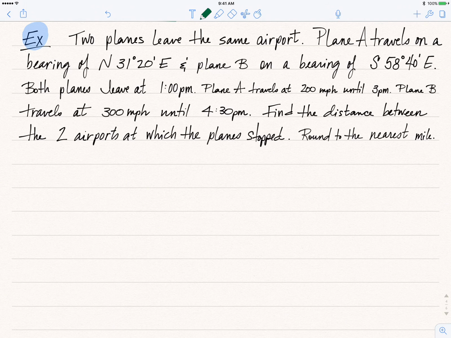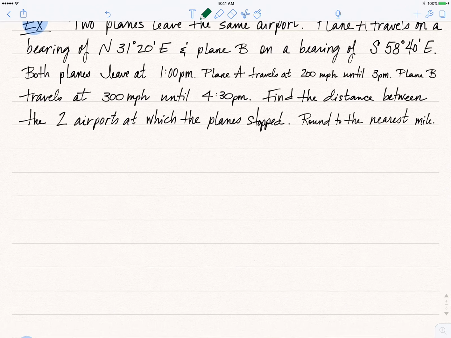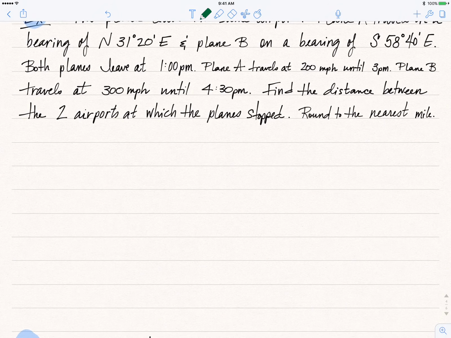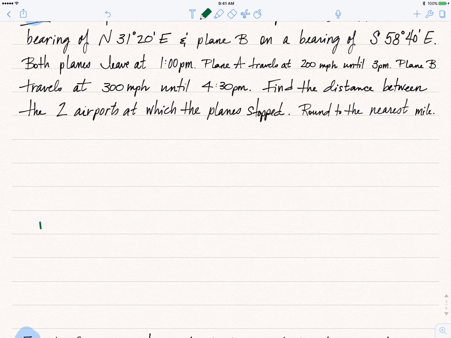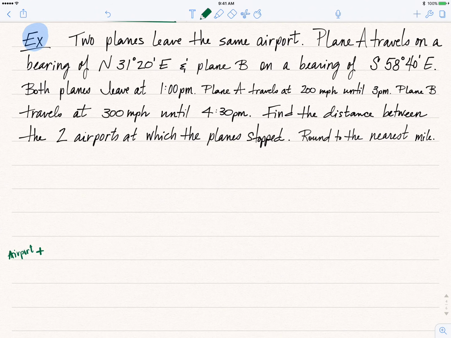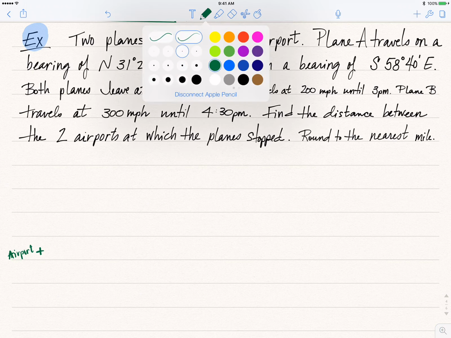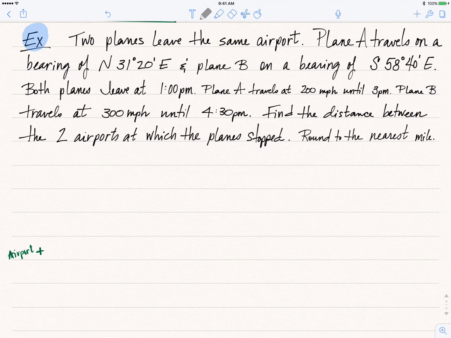Two planes leave the same airport. Now what I'm going to do is simply put a mark for my airport. Plane A travels on a bearing of northeast. Now I know there's an angle in there, but basically my plane is traveling northeast. Now let's talk about exactly what this might look like, and I'm going to go with a real pale color so that I don't mess up my picture too much.